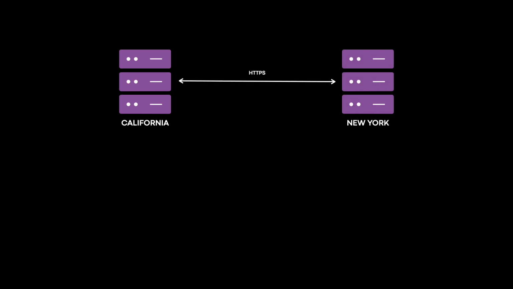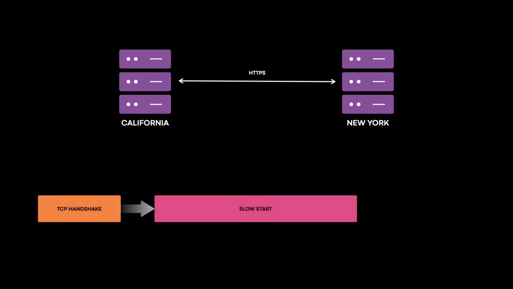You have two servers communicating over HTTPS to transfer some kind of data. If you look deeper into what each of these connections looks like, we start with a TCP handshake, and then it's followed by slow start. The TCP handshake establishes the TCP connection, slow start grows the congestion window.